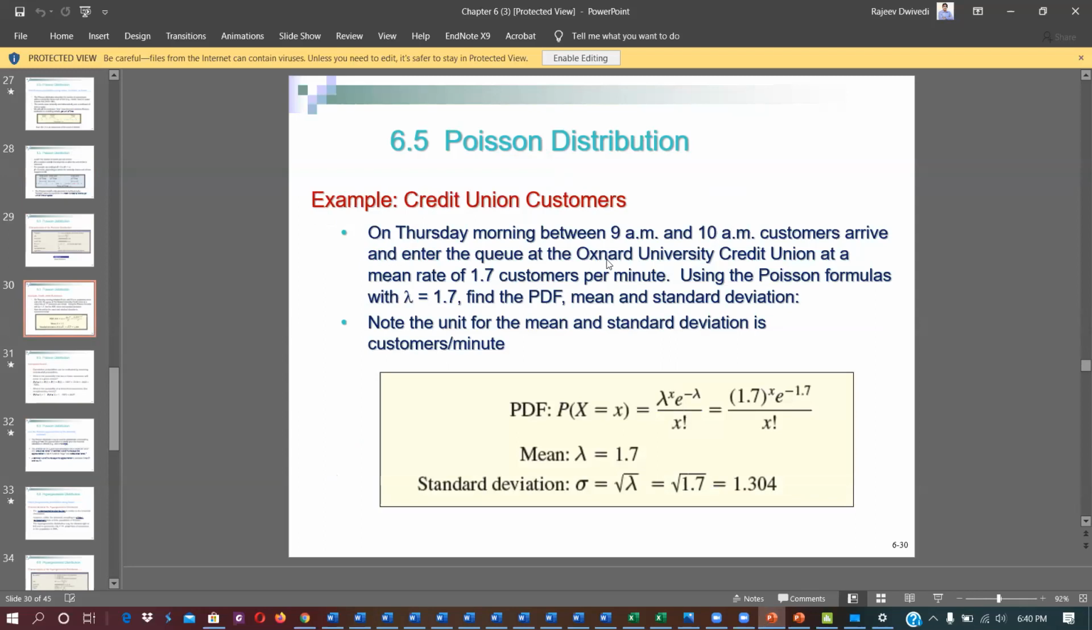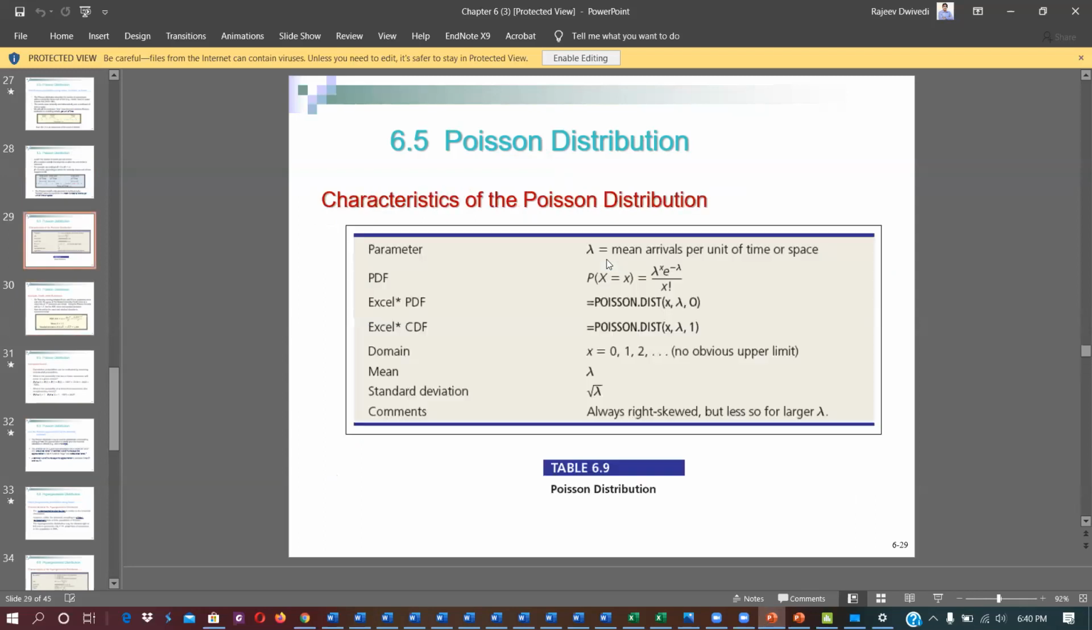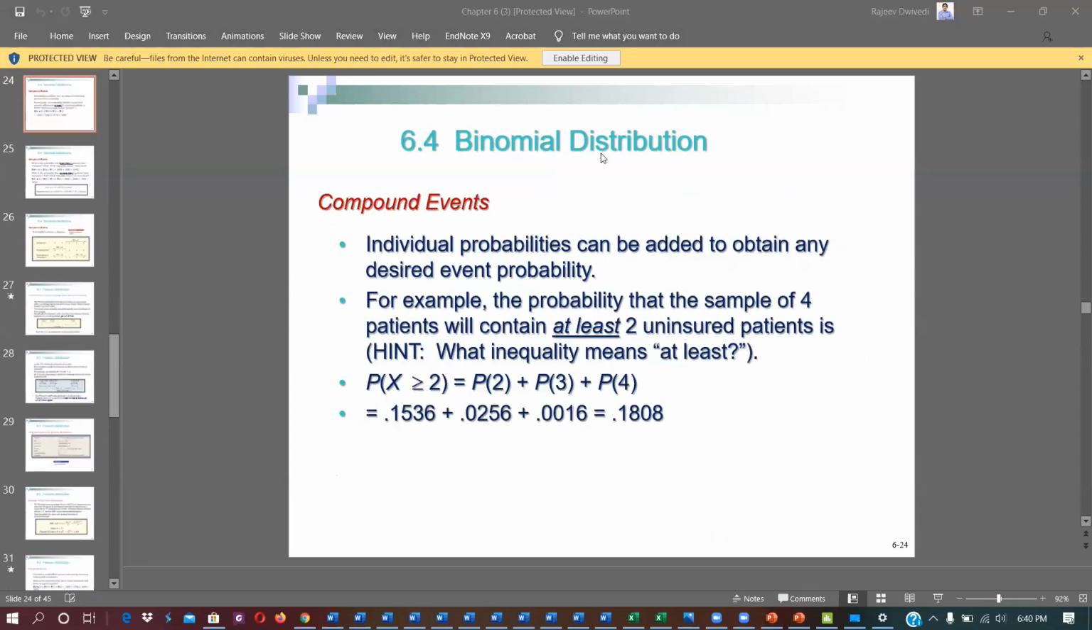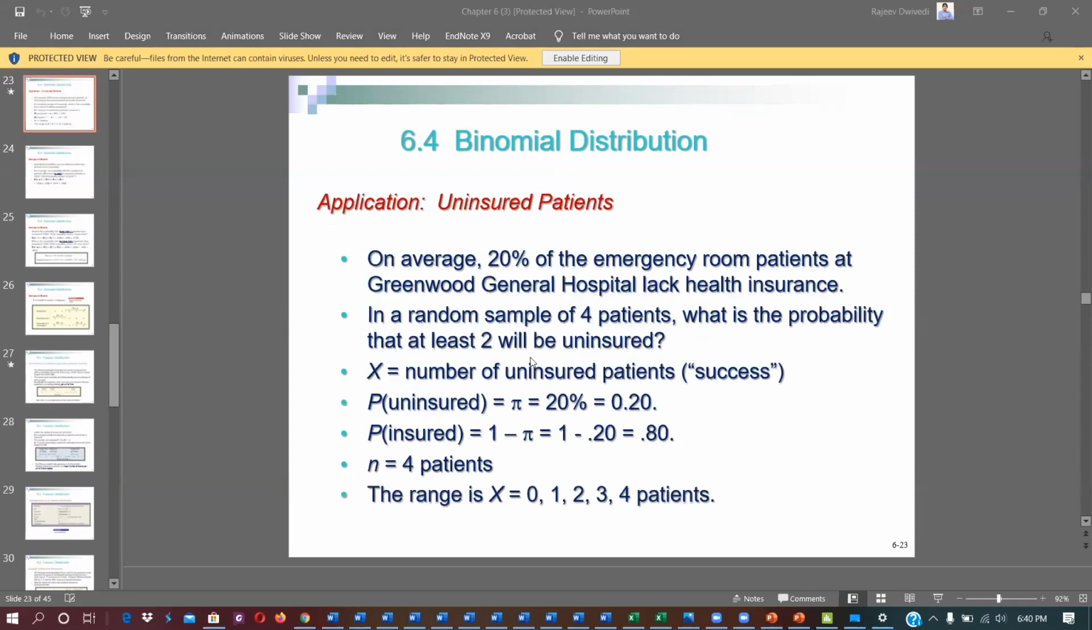So basically, we are looking into the probability, this is the rate. Let's look into this binomial case. Here, 20% are room patients, 20% are uninsured, or 20% lack health insurance. So basically, this is pi.